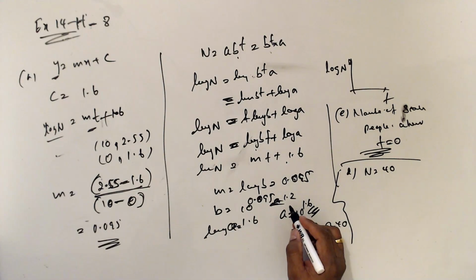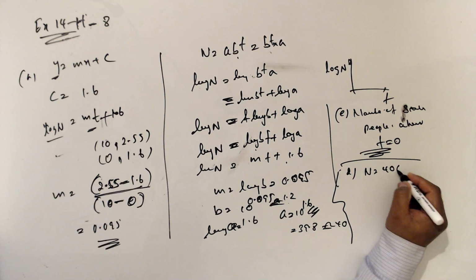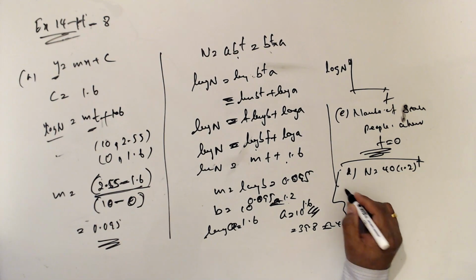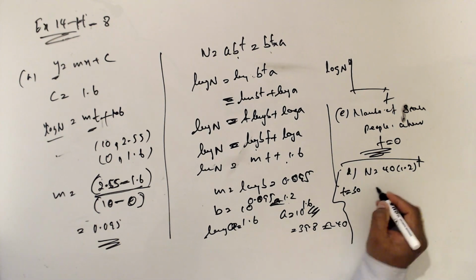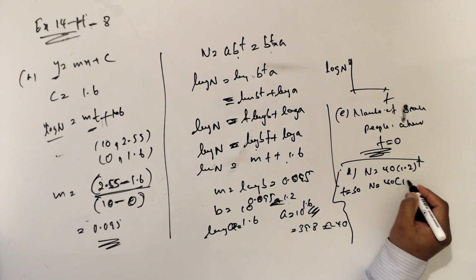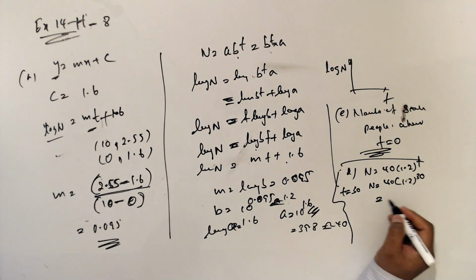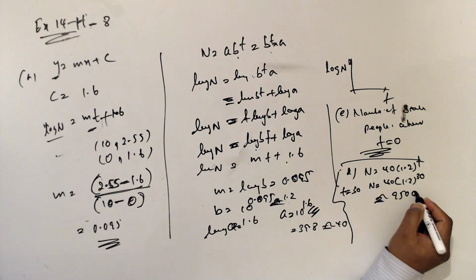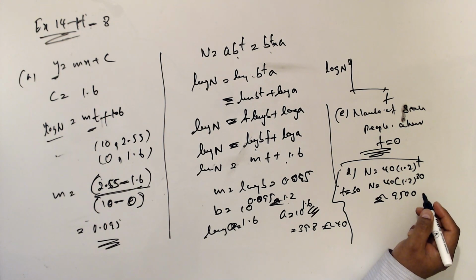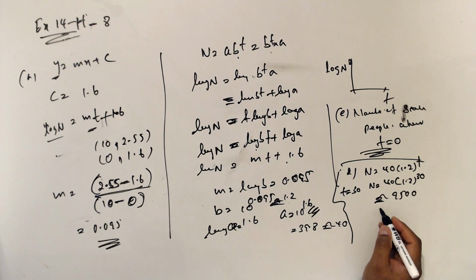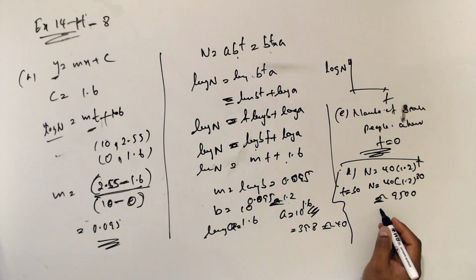b is going to be 1.2 to the power t, and now t is 30. So n equal 40 times 1.2 to the power 30. So approximately 9,500. And the question is you want to predict the number of sick people to nearest 100 and give one reason why it might be an overestimate.